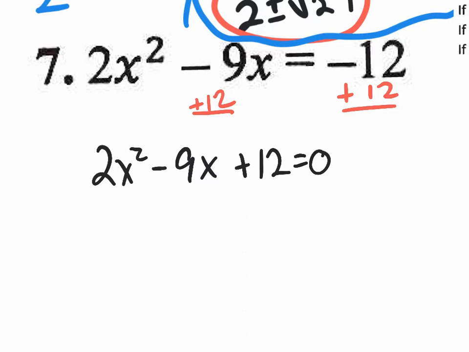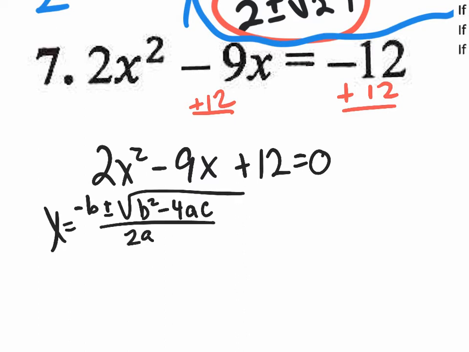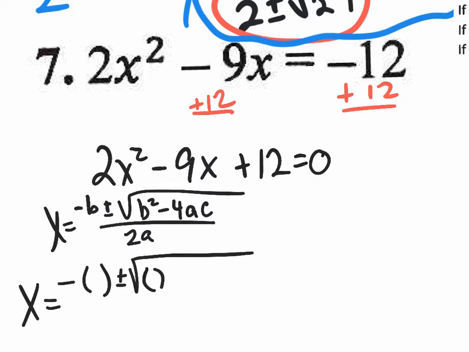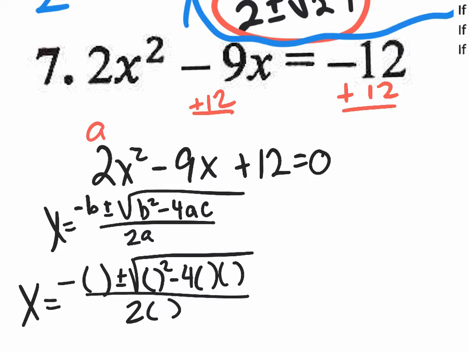Now that it's equal to 0, now we could use the quadratic formula. And of course, we're going to use parentheses: negative b plus or minus the square root of b squared minus 4 times a times c, all divided by 2 times a. And we're going to identify our a, b, and c values according to the new equation that's set equal to 0. A is 2, b is negative 9, c is 12.